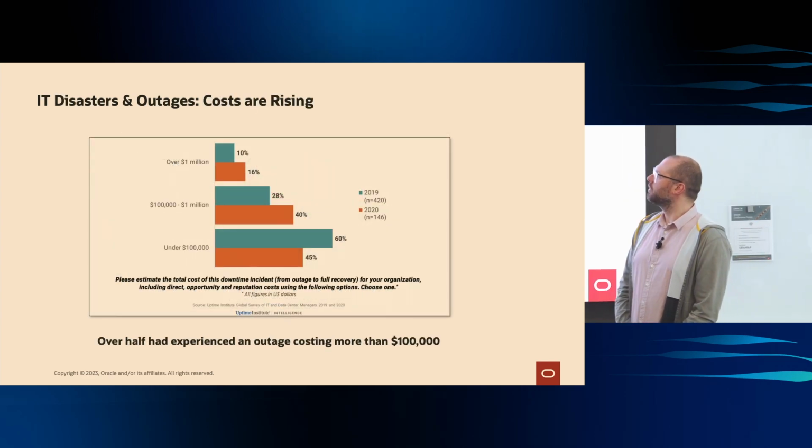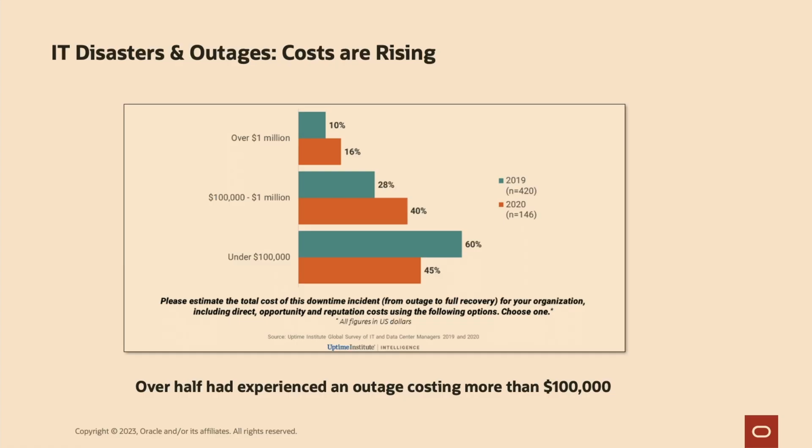There's also the increasing price of disasters, where in 2019 versus 2020, you can see that the cost of a disaster has increased quite a lot, with more users reporting that over 1 million costs when there's any disaster happening.